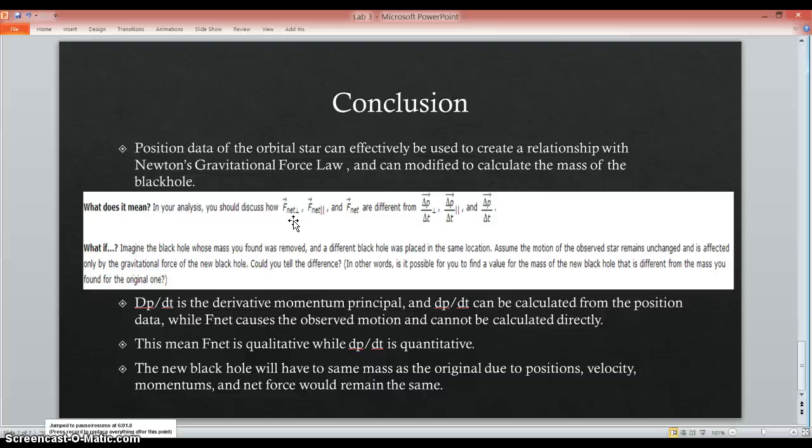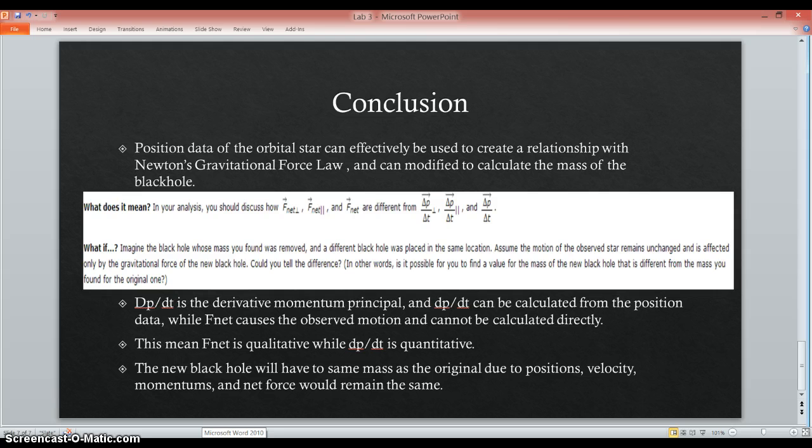In an effort to answer the first "what does it mean" question, dp/dt is the derivative of the momentum principle, and dp/dt can be calculated from the position data, while Fnet, on the other hand, causes observed motion and cannot be calculated directly. This means Fnet is qualitative while dp/dt is quantitative. The new black hole will have the same mass as the original due to the positions, velocity, momentums, and net force remaining the same, answering our second what-if question.